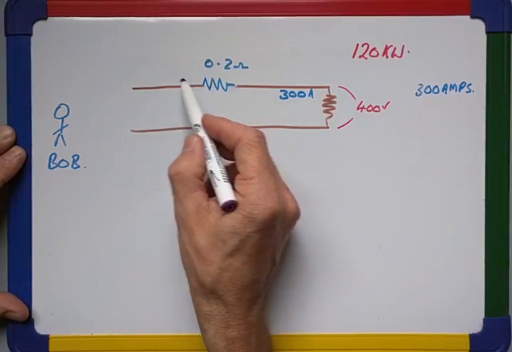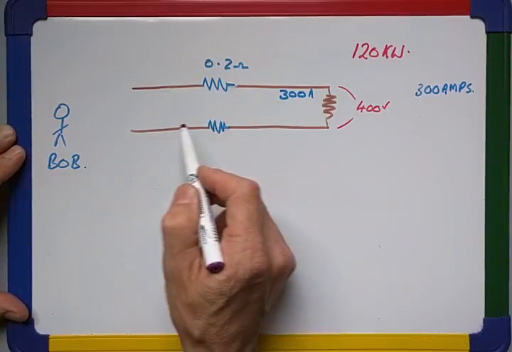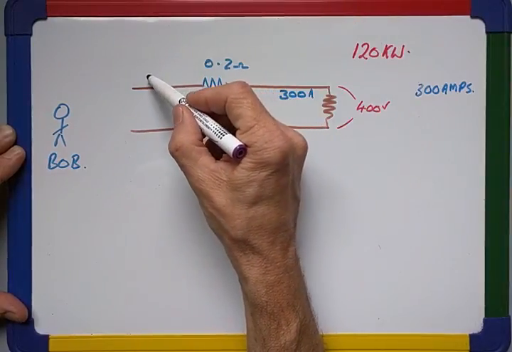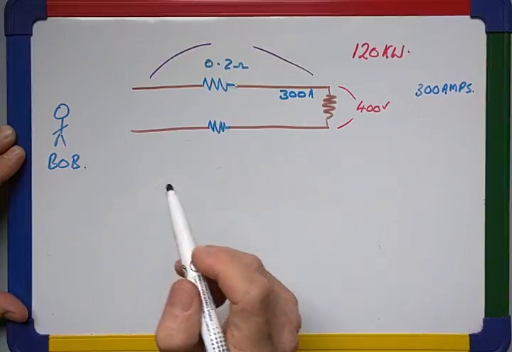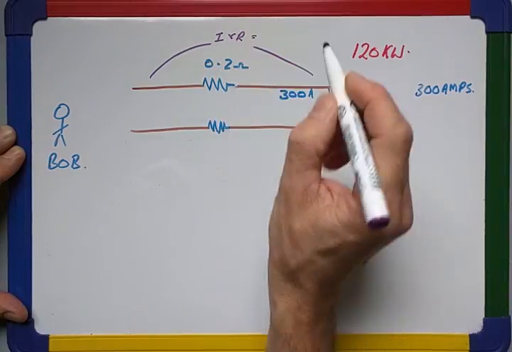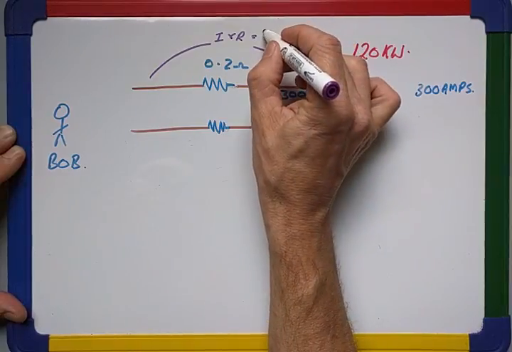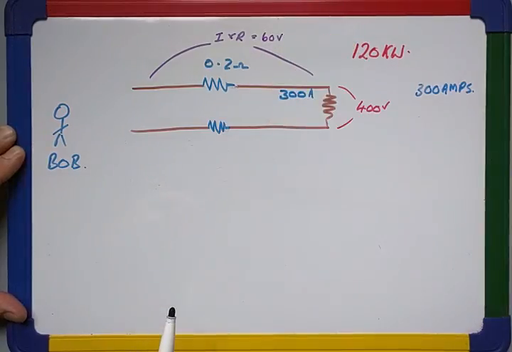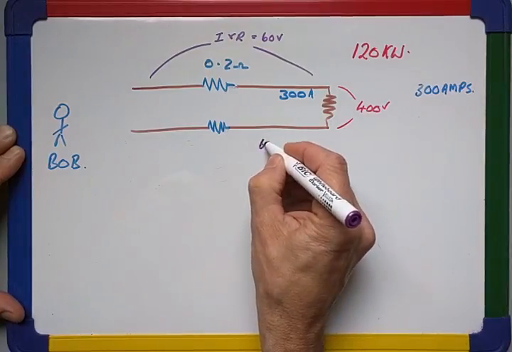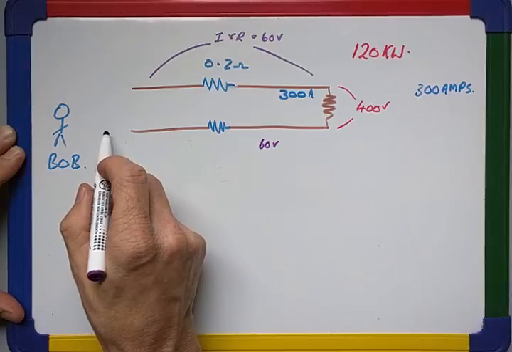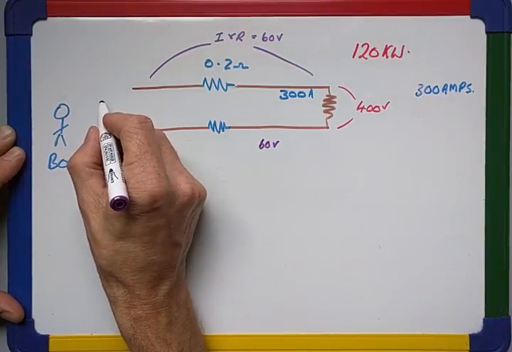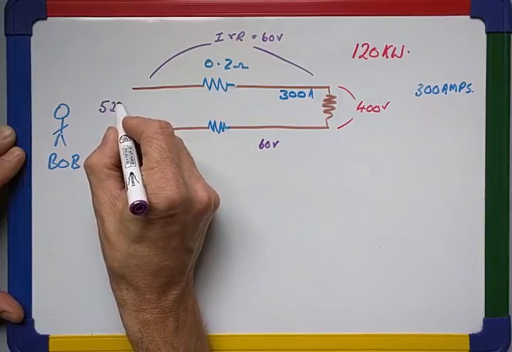However, there's also going to be a voltage drop in this supply cable, and with a resistance of 0.2 of an ohm and a current of 300 amps, there's going to be a voltage drop from end to end of I times R, 300 times 0.2, 60 volts. There's going to be a similar voltage drop in the return cable here of 60 volts, which means that Bob here needs to set his supply not at 400 but at 520 volts.